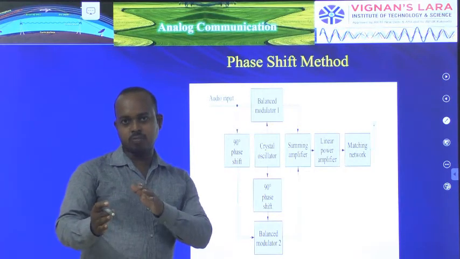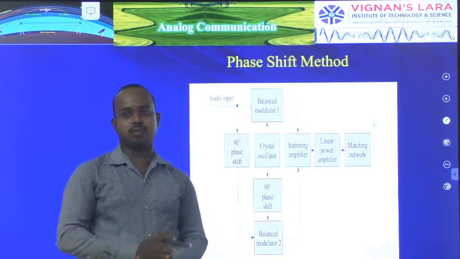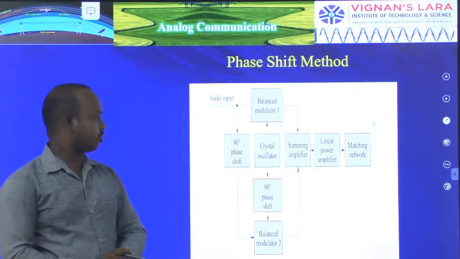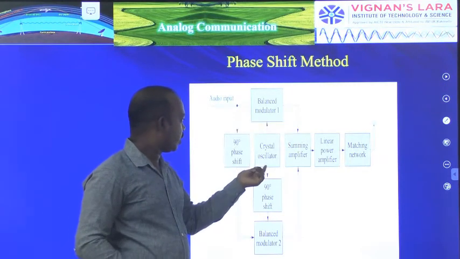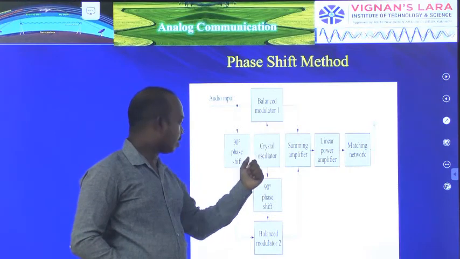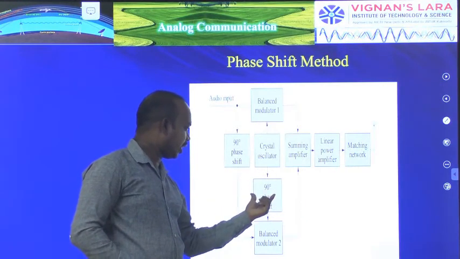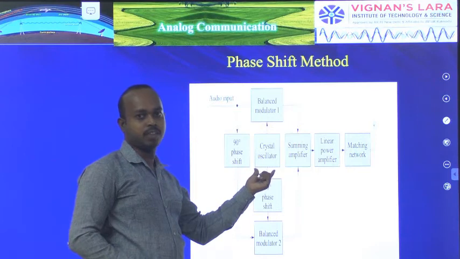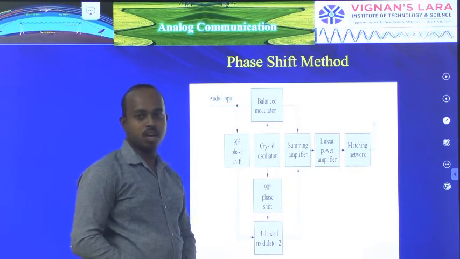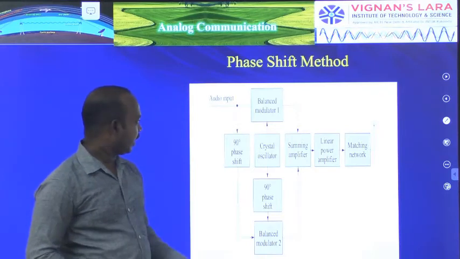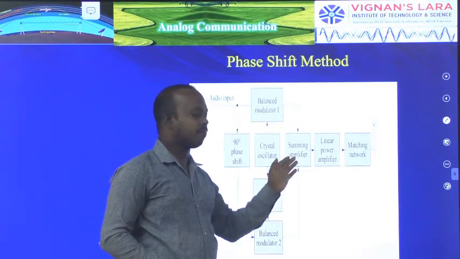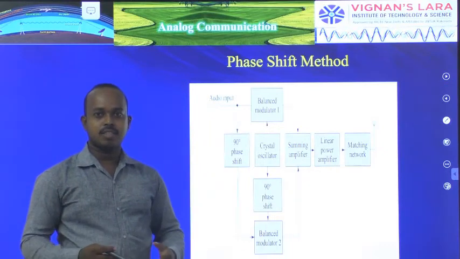The same way can be assigned in the carrier. The first balance modulator is assigned without phase. The second balance modulator is assigned the 90 phase. For the first balance modulator, we directly take the crystal oscillator output, and for the second balance modulator we assign the 90 phase shift to this crystal oscillator output. Now you can take the output of the first one and second one and make the summing of these two.